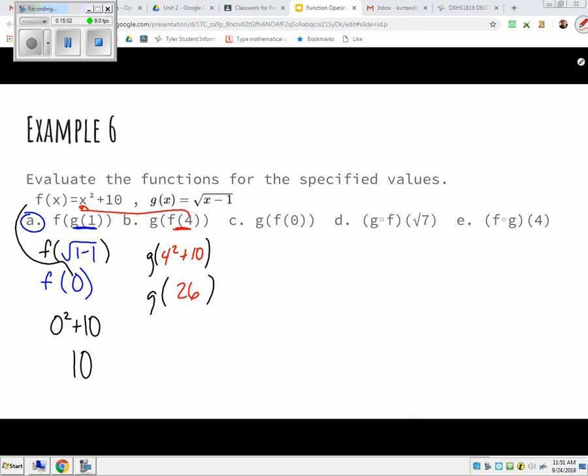So now, this 26, g of 26, that's my new input. I'm going to come up here to my g function, because that is what is on the outside, and plug it in for the x. So I have 26 minus 1 on the inside, which just gives me square root of 25, which is 5.